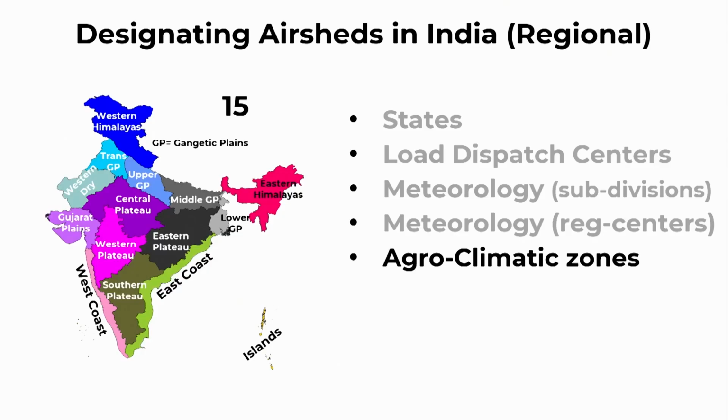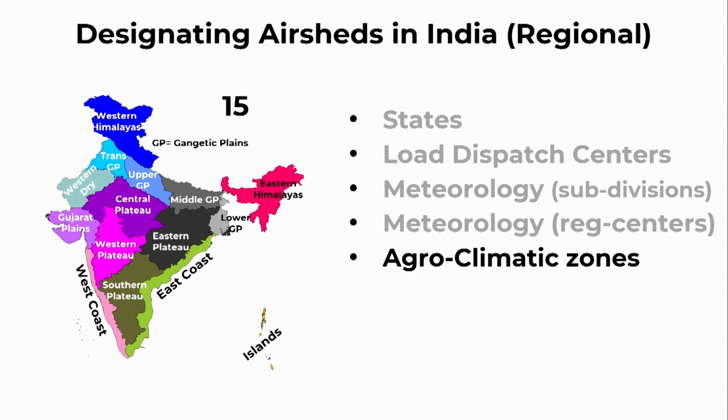Mainly because you don't want to have too many players, then it becomes too much to coordinate. So then you want to limit it. So how do you make those limitations? So you can go by states, but then you have 28 states and 8 union territories, 36 people to coordinate. Okay? It's a big number. Load dispatch centers. The electrical department does a very good job. So they have 5 load dispatch centers across the country, but 5 is too small. I mean, we are very big, regionally we are very big and we have a lot of variations. That looks like too small.